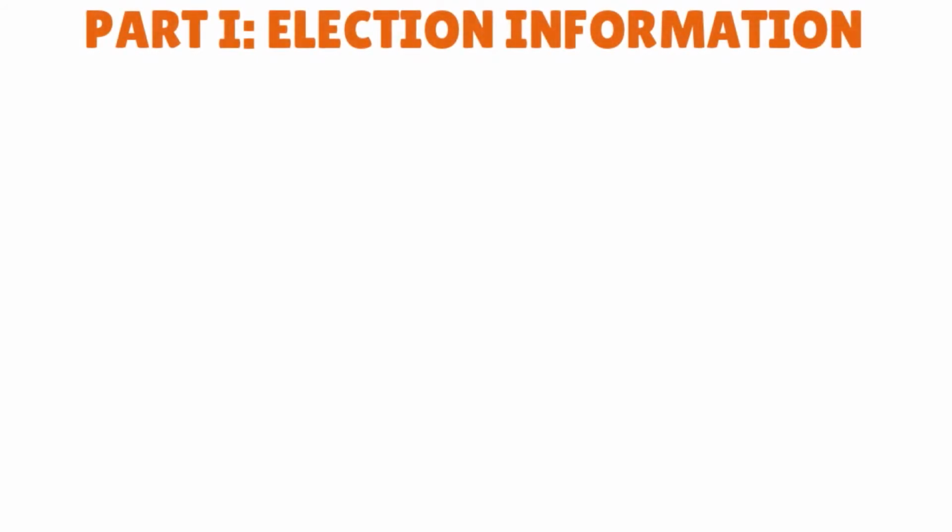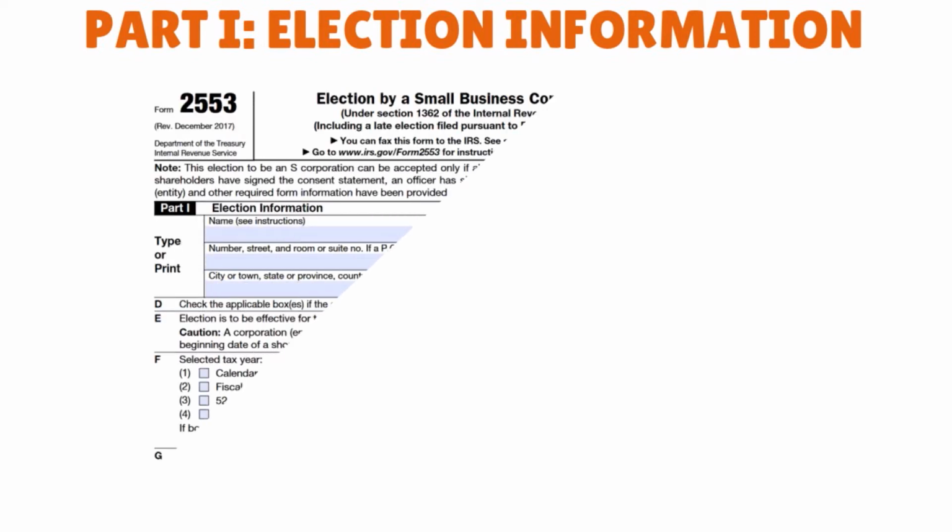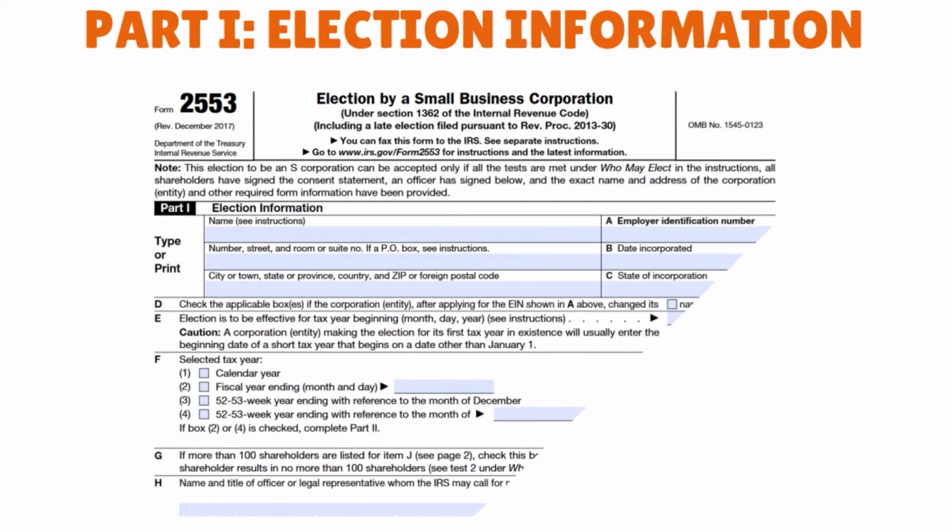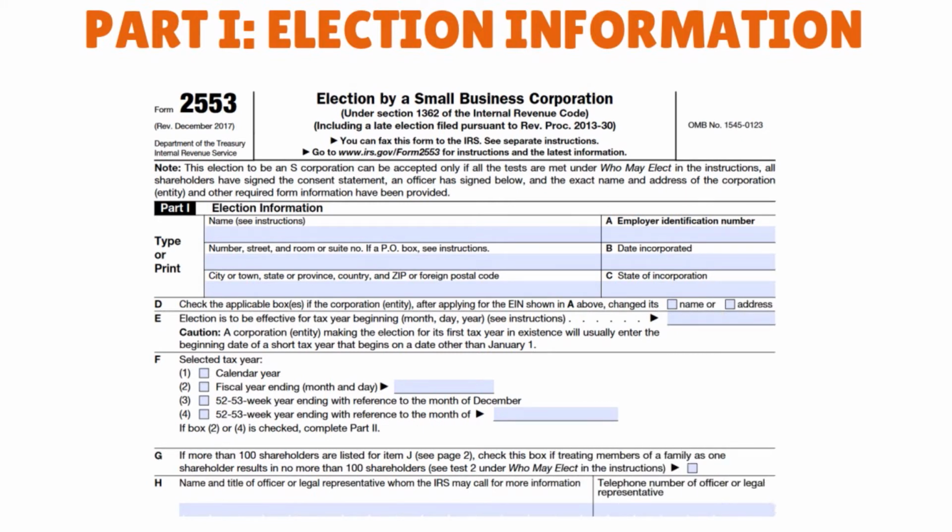We have screenshots for you, right? You can see them. In Part 1, you have the election information. Please pay attention. Part 1 of this form asks basic information about your business, including the company's complete name, address, and employer identification number, if applicable. You should also provide the date and state in which your business was incorporated or registered. In item E of Part 1, you want to enter the date on which you want your S corporation tax election to take effect.